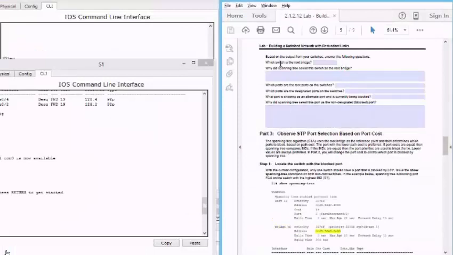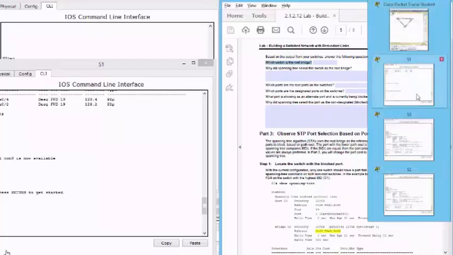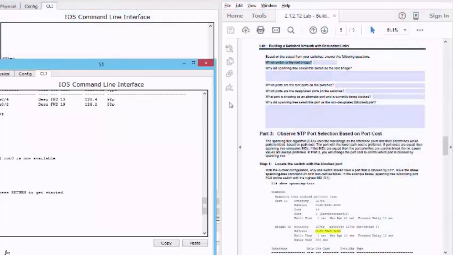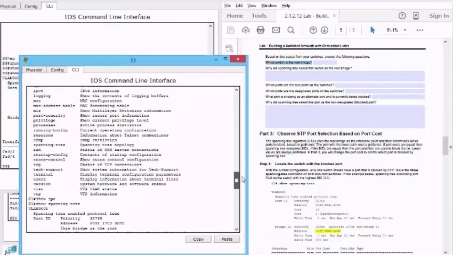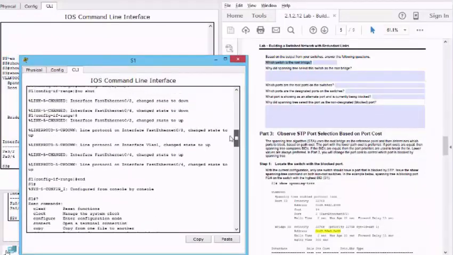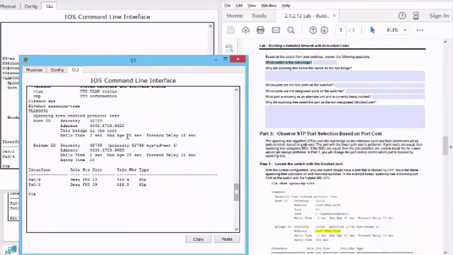Now, based on the output from your switches, answer the following questions: which switch is the root bridge? So switch S1 has become the root bridge. We have figured it out before. S1 is the root bridge. It shows the information here. This is the root bridge.